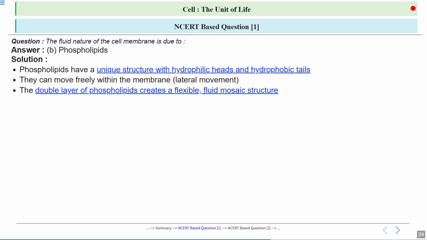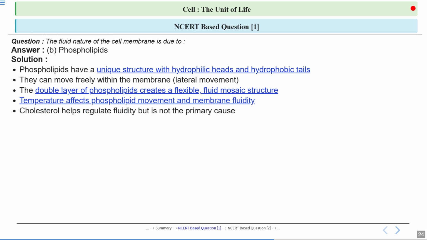Now, the double layer of phospholipids creates a flexible fluid mosaic structure. Temperature affects phospholipid movement and membrane fluidity. And cholesterol helps regulate fluidity, but it is not the primary cause.